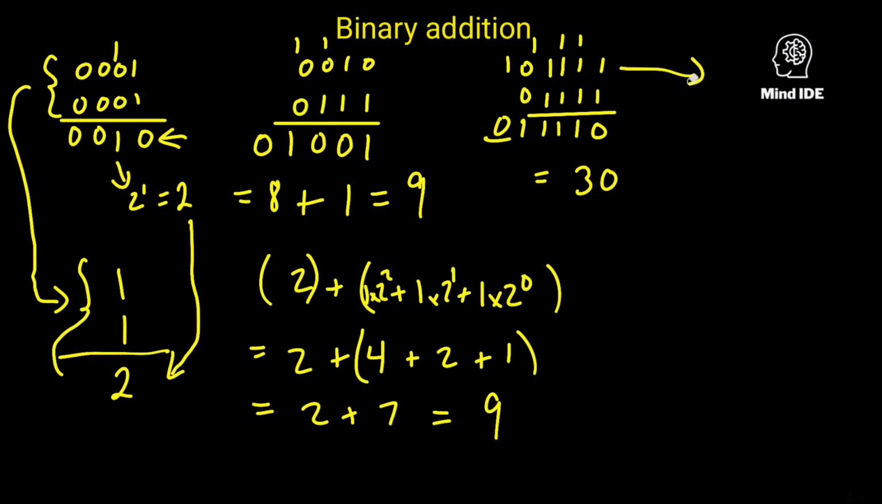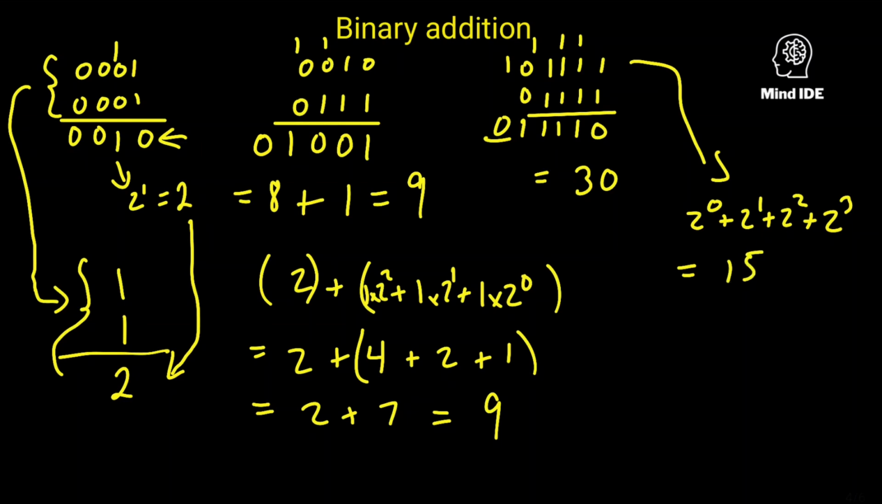And now what is this one? This is 2 to the, no, that's 0 plus 2 to the 1 plus 2 to the 2 plus 2 to the 3, which is 1 plus 2 plus 4 plus 8, which is 15. So then we'd have 15 plus 15, because both of these numbers are the same. So 15 plus 15, which is 30. So that one checks out as well.